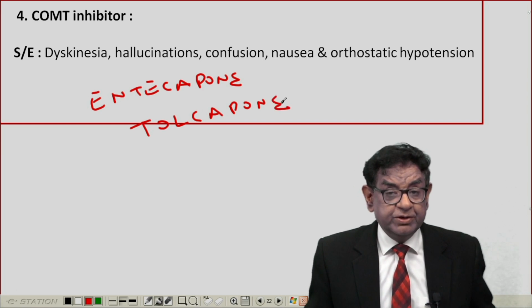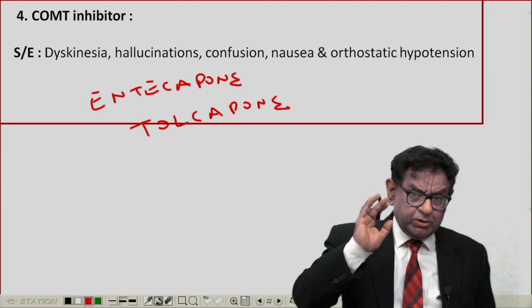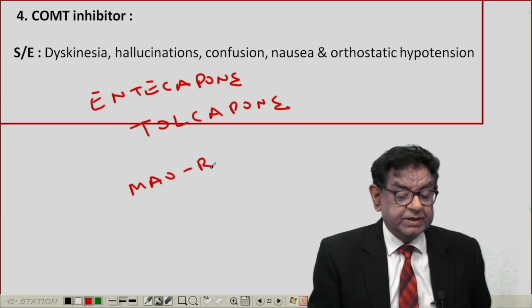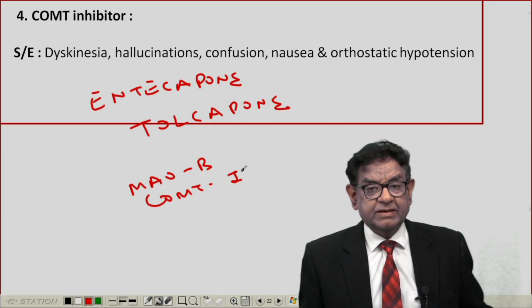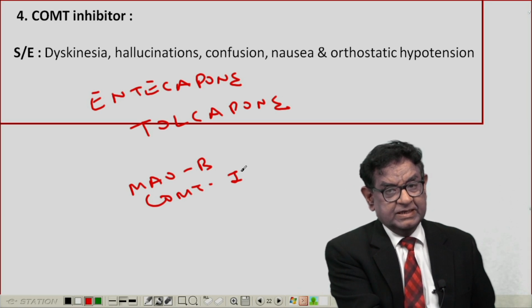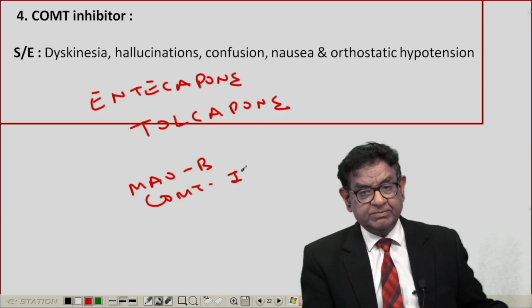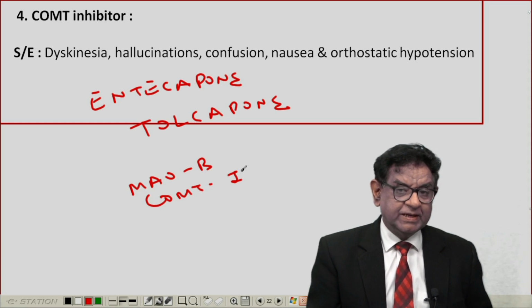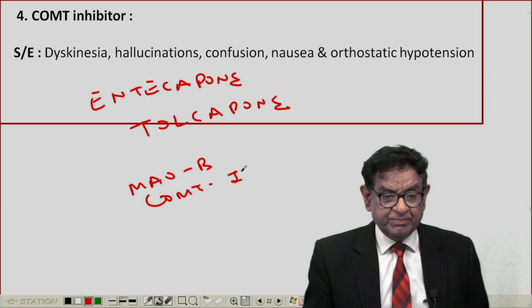They reduce the breakdown of dopamine. The point to be noted: the two drugs, MAO-B inhibitor and COMT inhibitor, are not direct drugs for Parkinson's. They are always add-on drugs because they are simply going to reduce the metabolism of dopamine. That's why they will cause an increased level of dopamine, thereby the action of the dopaminergic drug will be prolonged.